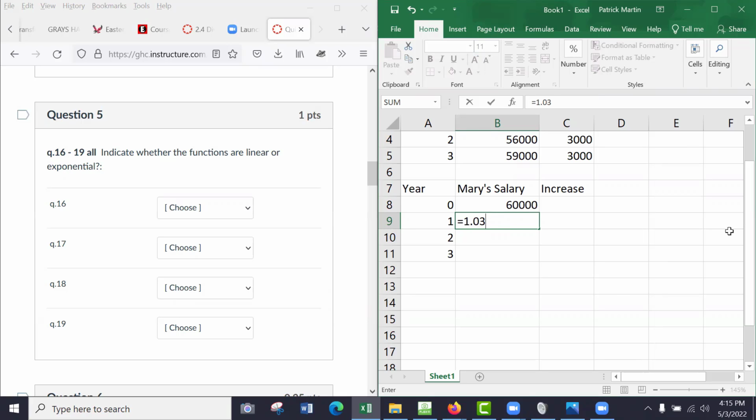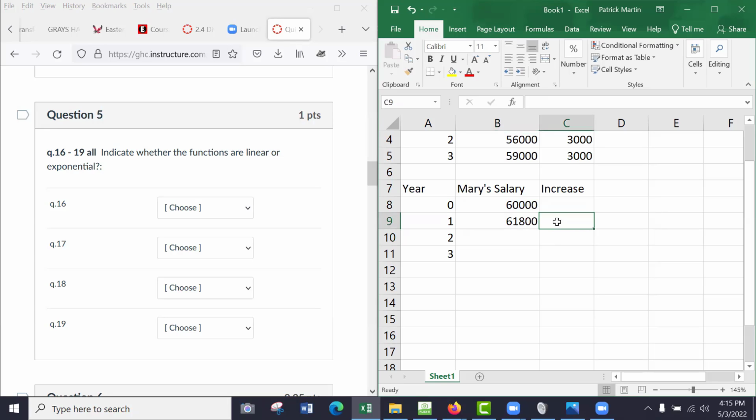So if I just do that times the 60,000, I can type in 60,000 and press enter, or in Excel, by the way, I can just click on that cell, B8, and multiply it. And now I've got 61,800.